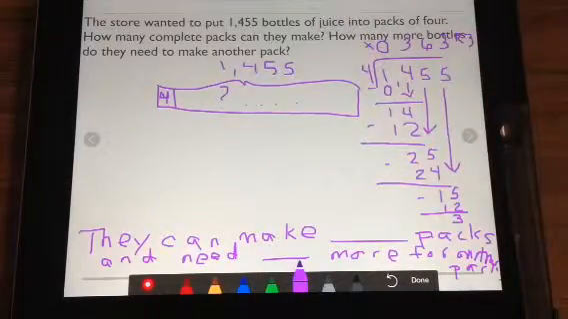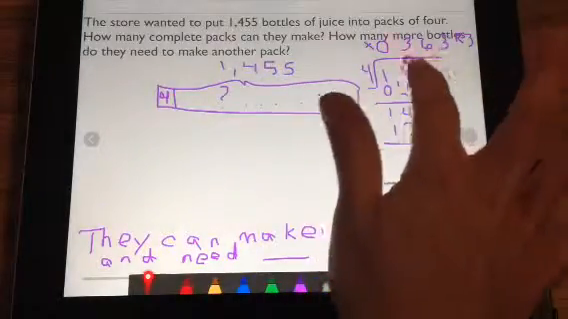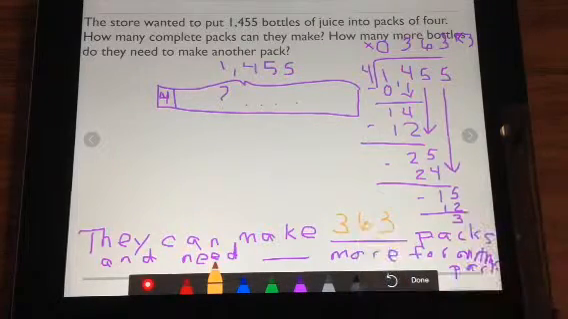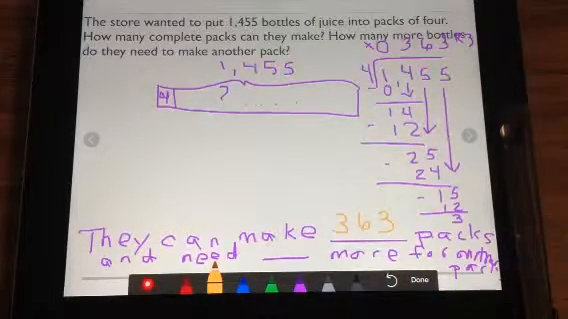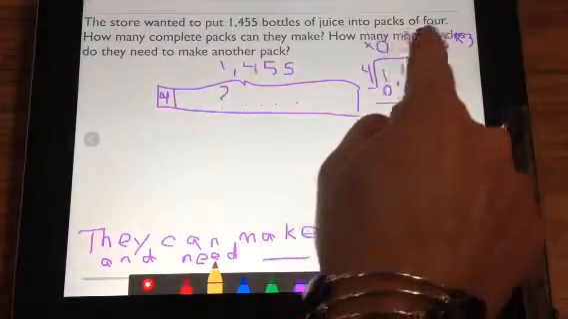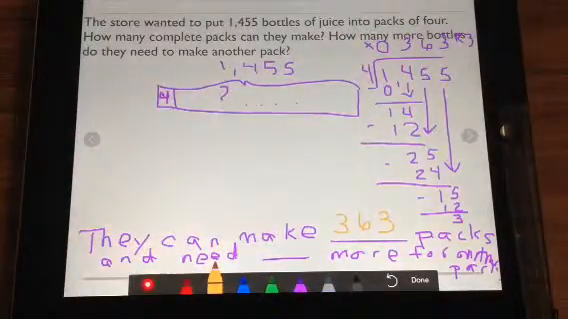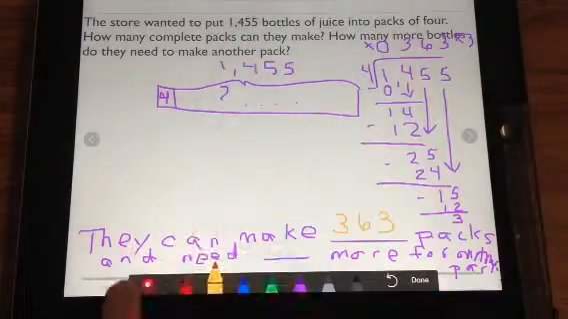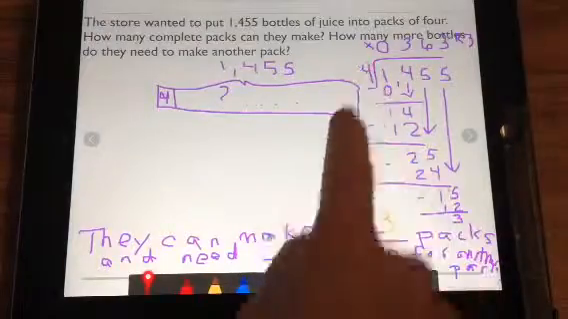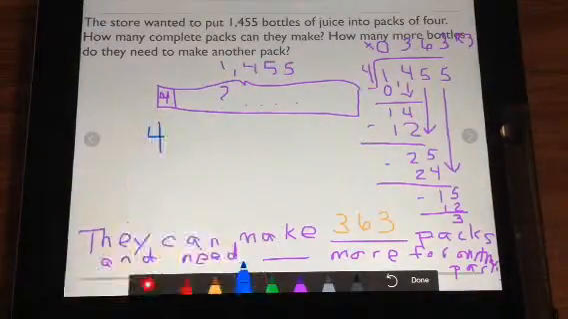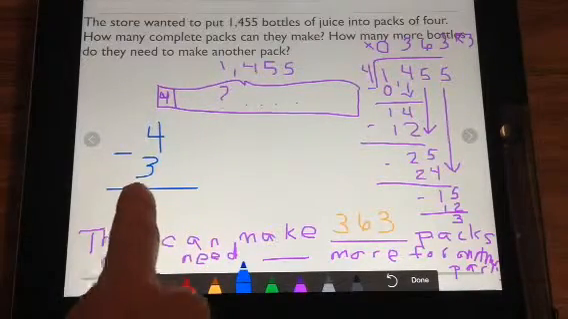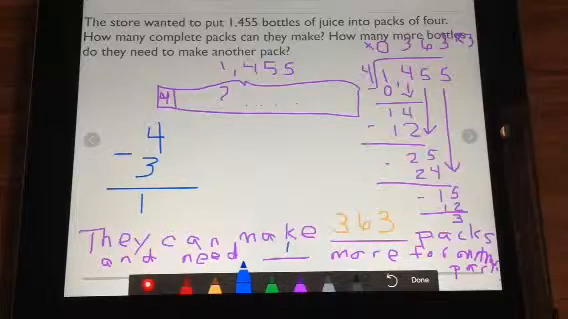So let's see what my question's asking. How many complete packs can they make? Well, that's going to be this number. They can make 363 packs. Now, it doesn't ask me how many are left over. It asks me how many more bottles do they need. Well, I have 3 left over, but there are 4 in a pack. So what I'm essentially doing is taking the 4 in the pack that I need minus the 3 I have, and that means I need 1 more bottle.